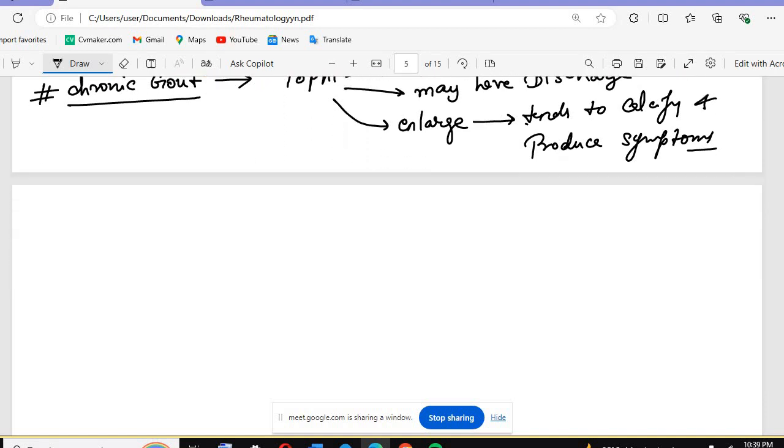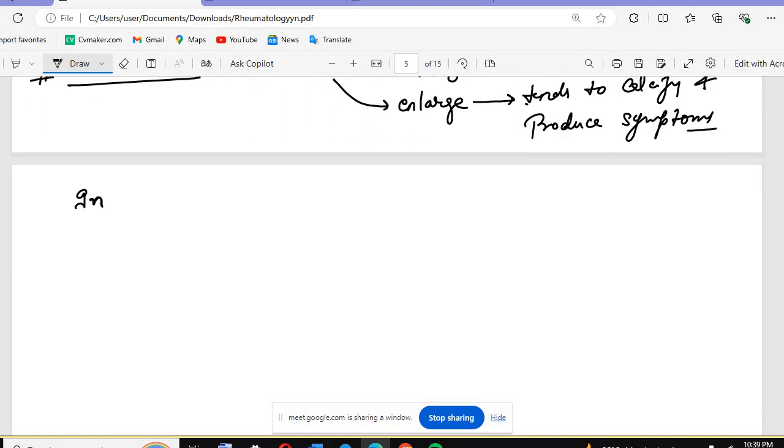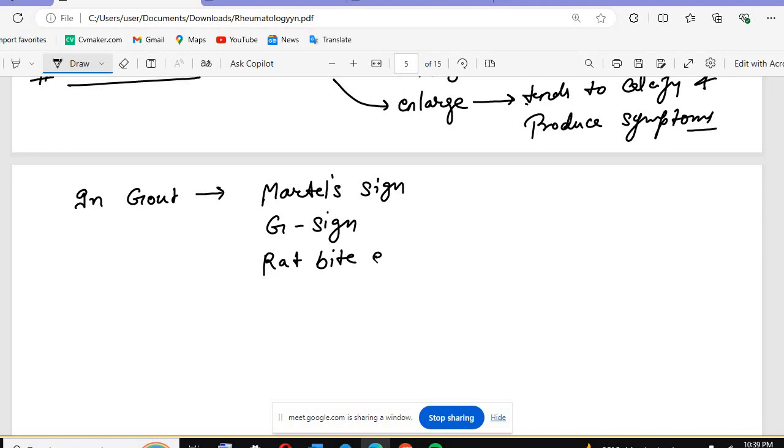In gout, remember, there are some signs you have to remember. That is the Martel sign, the G sign, or you can see the rat bite erosion. So this is what we will see in gout: the Martel sign, the G sign, and the rat bite erosions. Okay, let's see what the Martel sign is.